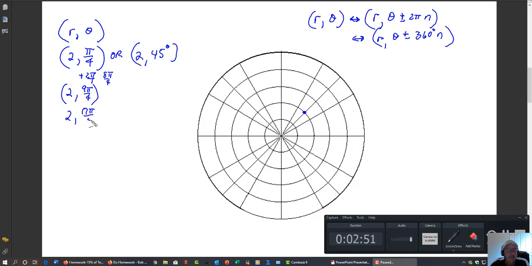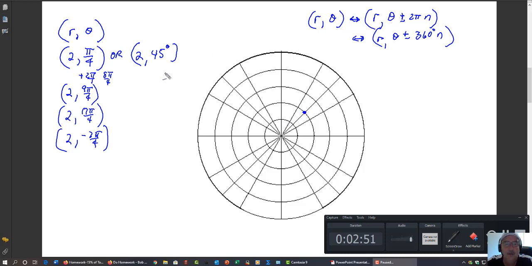You could say it's (2, 17π/4). So that's the periodic nature of our trigonometry that we have discussed earlier. You could subtract 8π/4 from that. You could get (2, -7π/4). And let's see if that makes sense to y'all. So if I wanted to plot this polar point, I would go -7π/4, land here, go out 2, and there you go again. All right, so this is one way you can keep writing polar points.